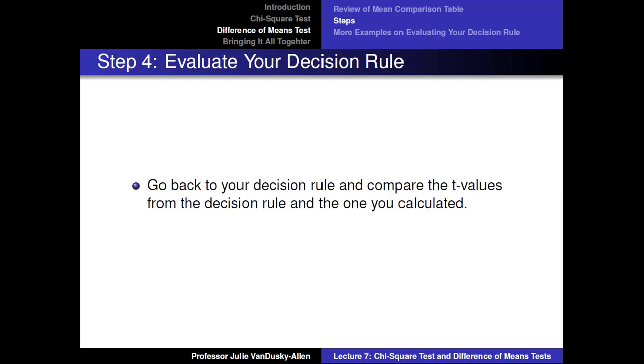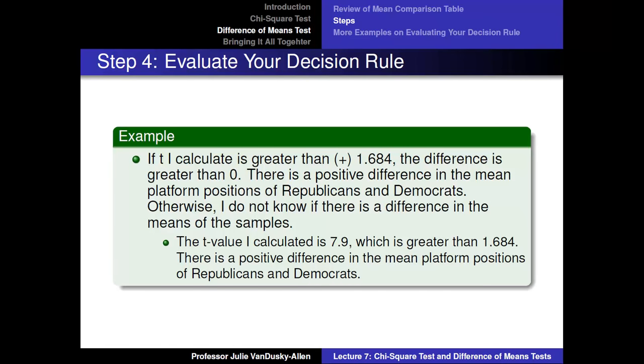Now you go back to your decision rule and compare the t-value from the decision rule and the one you calculated. We stated that if the t I calculate is greater than positive 1.684, the difference is greater than 0. There's a positive difference in the mean platform positions of Republicans and Democrats. Otherwise, I do not know if there's a difference in the means of the samples. The t-value we calculated was 7.9, which is greater than 1.684. Therefore, there is a positive difference in the means of the platform positions of Republicans and Democrats.